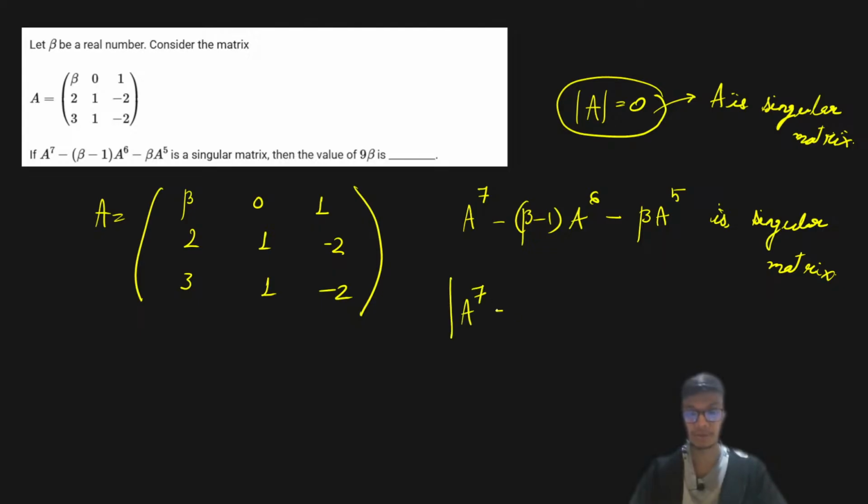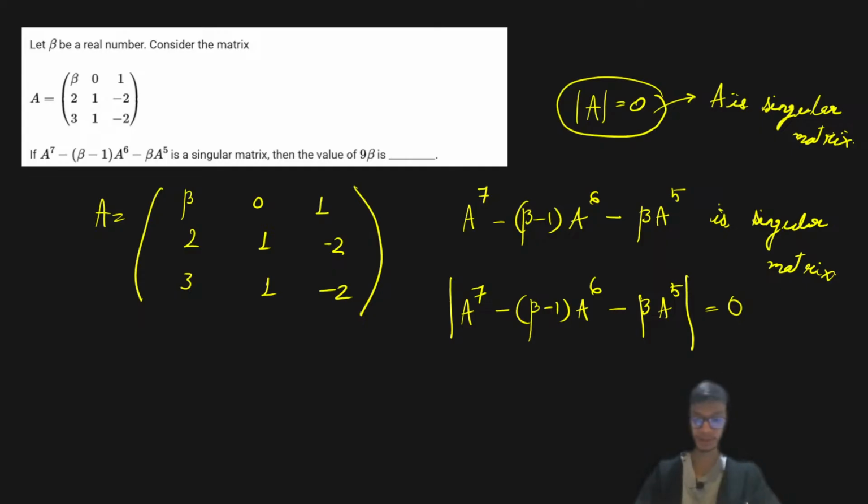That is, the determinant of A^7 - (β - 1)A^6 - βA^5 should be equal to 0. This is the expression that you need to solve. Let's see how we figure this part out.